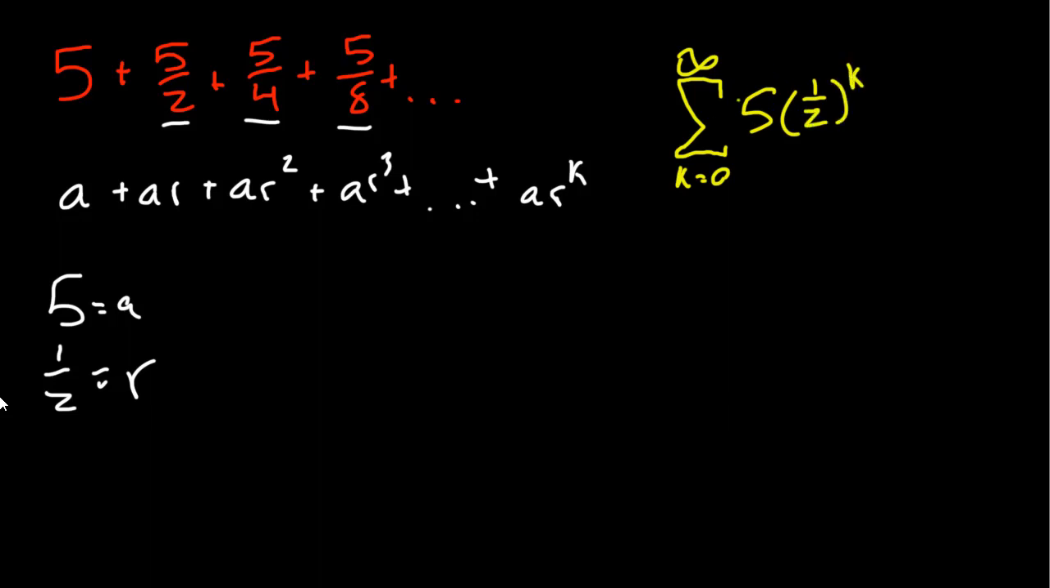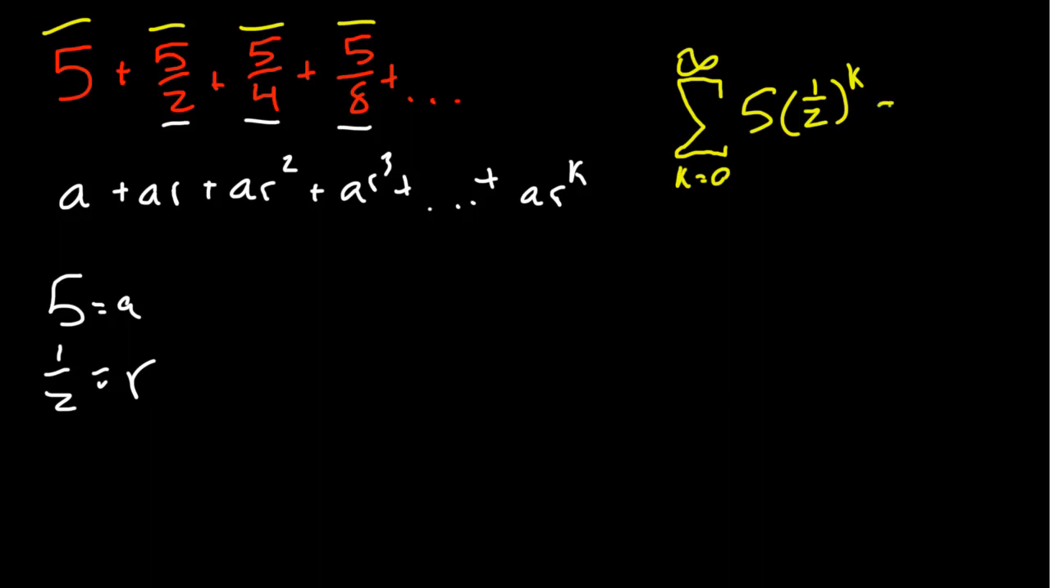Now, if we plug in any number for k from 0 to infinity, you'll see we get the parts of our sum. When k is equal to 0, we get our first term over here. When k is equal to 1, we get our next term. 2, this term. 3, this term. And we add them together. That's why it's called a sum. Now, we have our series written in summation notation.